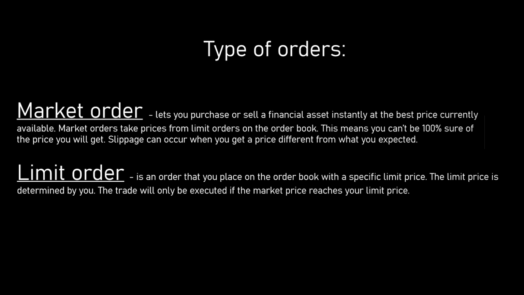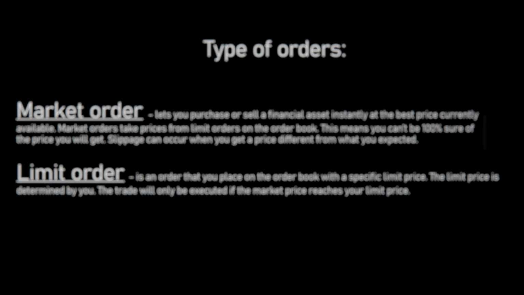A limit order is an order that you place on the order book with a specific limit price. The limit price is determined by you. The trade will only be executed if the market price reaches your limit price. What does this mean? The price can't move any further until the limit order is filled. Therefore, if we see a large order in the order book, we can assume the price will rebound. That's what we're going to trade. Enter before the limit order and ride the reversal.